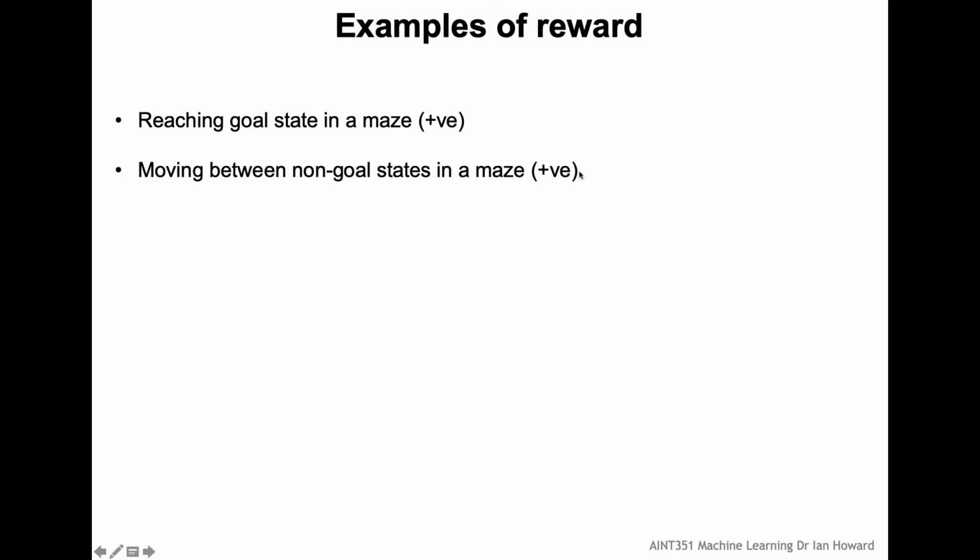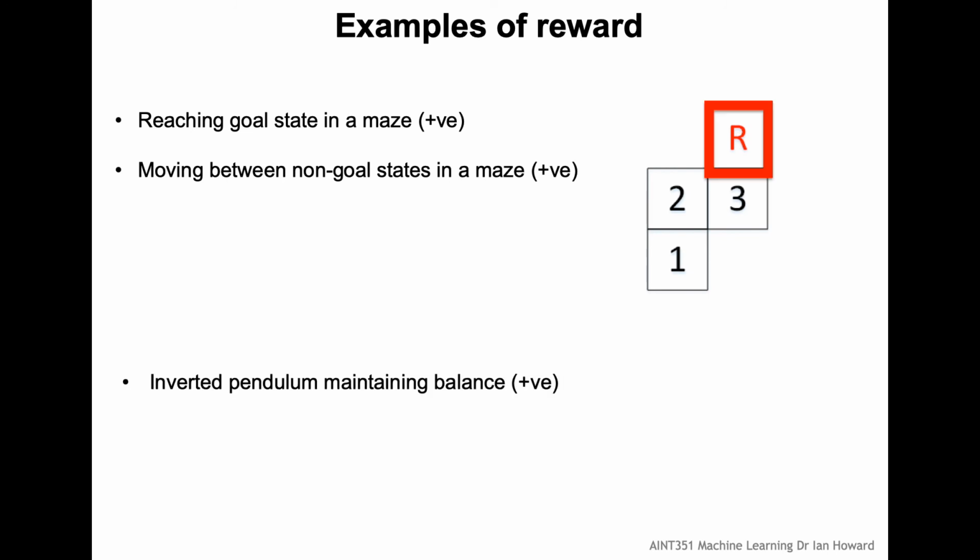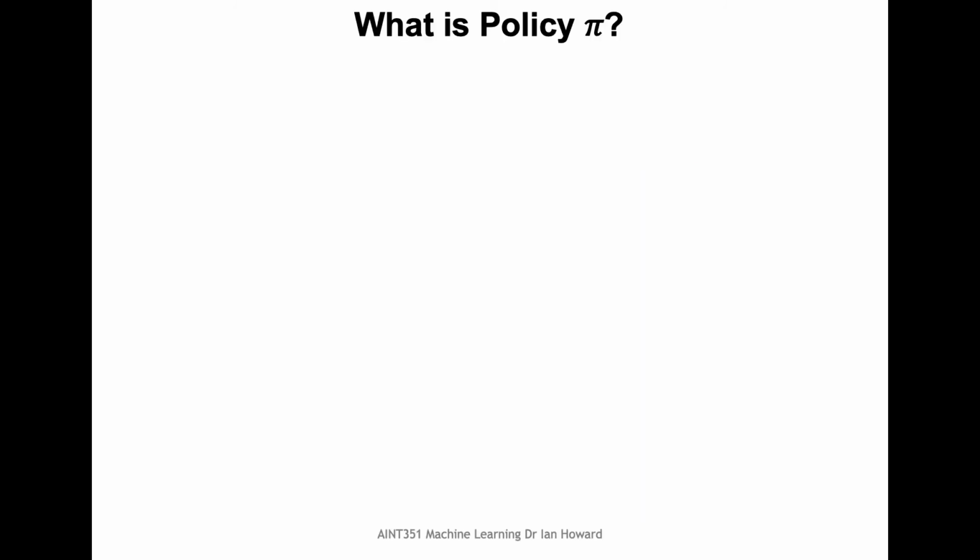Moving between non-goal states of the maze, that shouldn't be positive. Sorry, that's at least negative or maybe 0. If you just move between 1 and 2, not very interesting. But if you move between 3 and R, you get your reward. If you wanted to say what's a reward for an inverted pendulum, well, imagine you're doing your controller and it's moving the cart backwards and forwards and looking at the state. If it manages to balance it, you've done an action and it's still balancing, excellent, that's a reward. If it falls over, no, that's a negative reward.